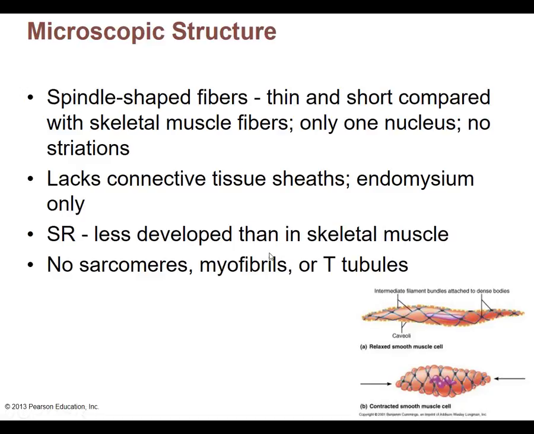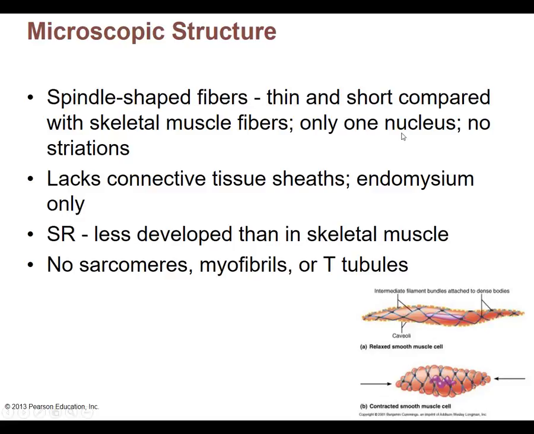Now, if we zoomed in on smooth muscle, some of the biggest things that we can tell about smooth muscle: there are no striations. There are no stripes, hence it's smooth. It only has one nucleus. It's thin and short compared to skeletal muscle fiber, because skeletal muscle fibers can run for inches, if not feet long. These are tiny, stretched out little football-shaped things.